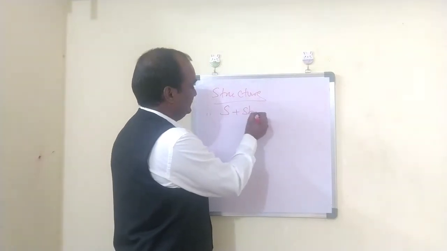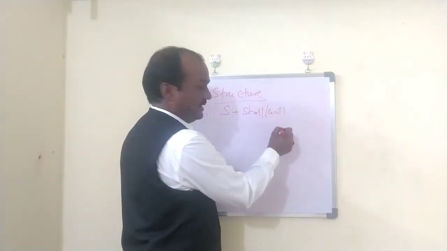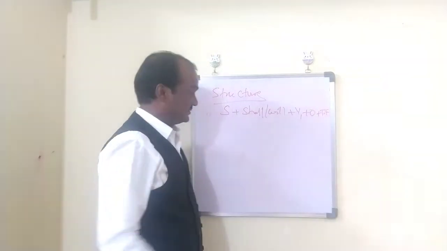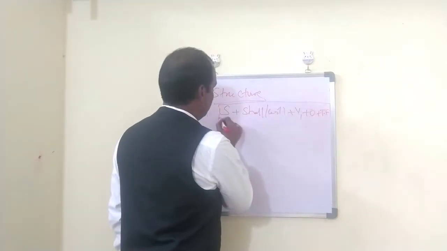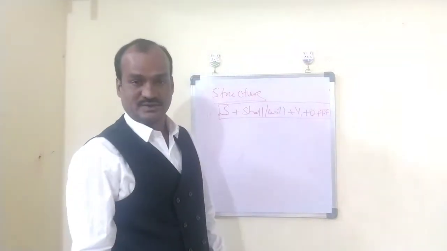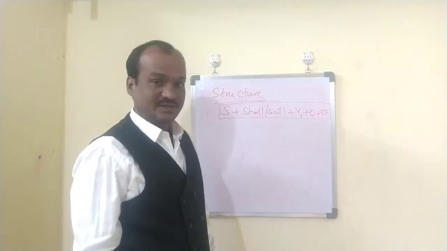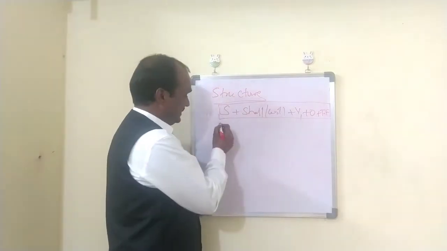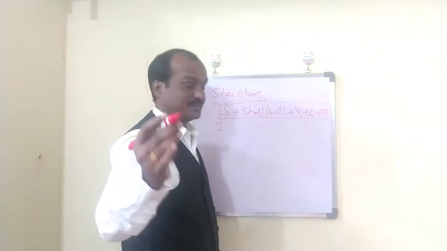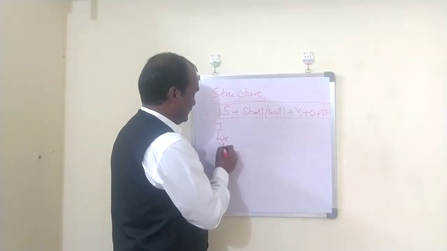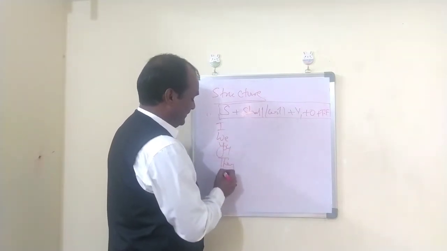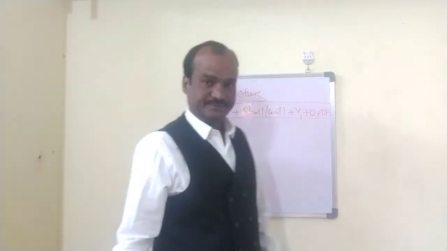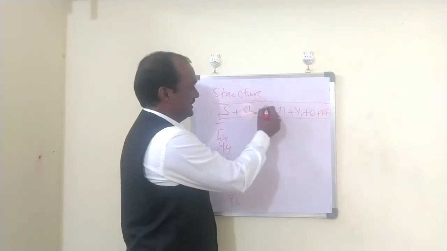Subject, shall/will plus V1, object, time factor. So you see, this is the structure of simple future tense. The subject, shall or will, plus V1, object, and time factors. We are aware that the subjects are the persons: I, we, you, they, he, she, it. Here two helping verbs are there, one is shall and the other is will.